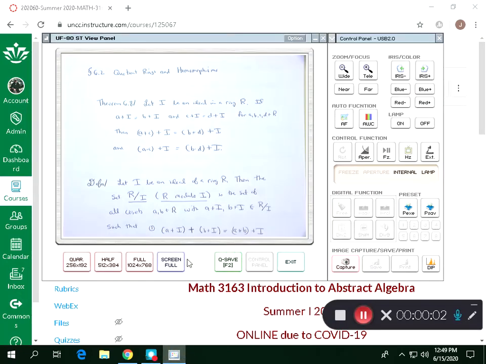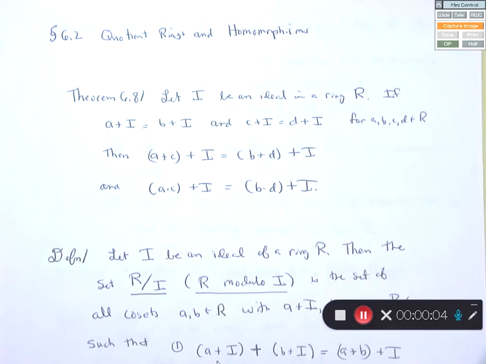Well, welcome back. We are now working in section 6.2 and continuing on with the idea of congruence modulo I, an ideal, and we're going to talk about quotient rings and going back and looking at homomorphisms.